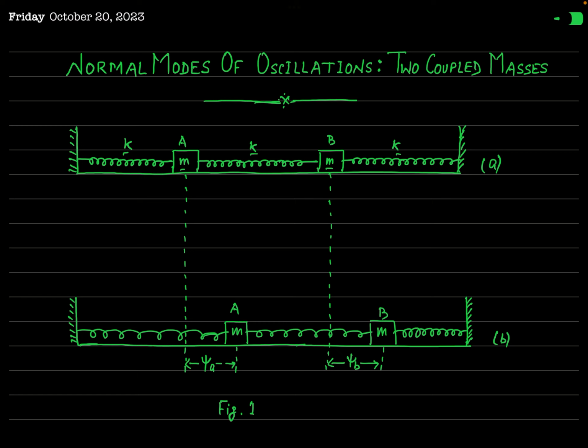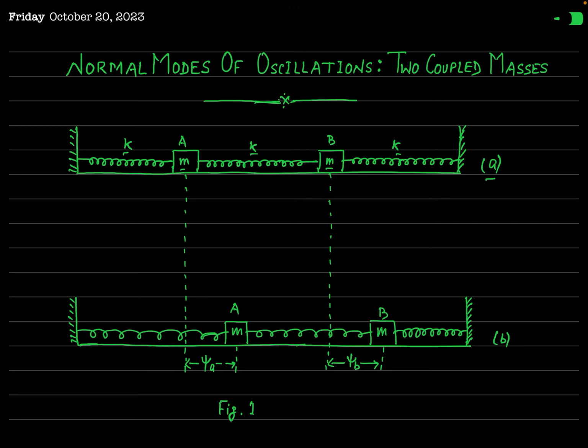For this, as I have shown in figure 1a, the two masses A and B are connected by three springs, and the masses are lying on a frictionless horizontal surface. In figure A, we have considered that the three springs are relaxed. They are in their natural length. In other words, the springs are neither extended nor compressed. So you simply say that the system is in equilibrium.